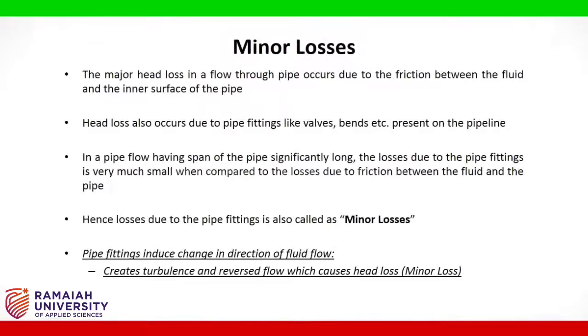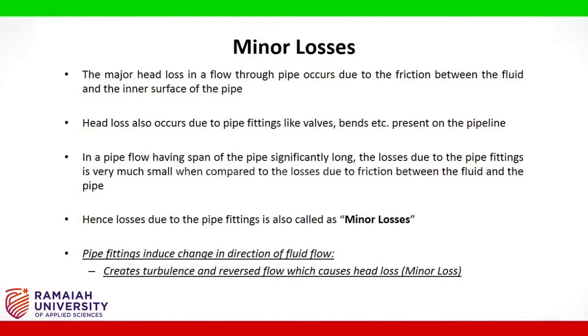While we have discussed head loss due to friction between the pipe surface and the fluid, it should also be noted that head losses can occur due to pipe fittings, bends, etc. present on a pipeline. In a pipe flow having a significantly long span of pipe, the losses due to the pipe fittings are very small when compared to the losses due to friction between the fluid and the pipe. Hence, losses due to the pipe fittings are also called minor losses.